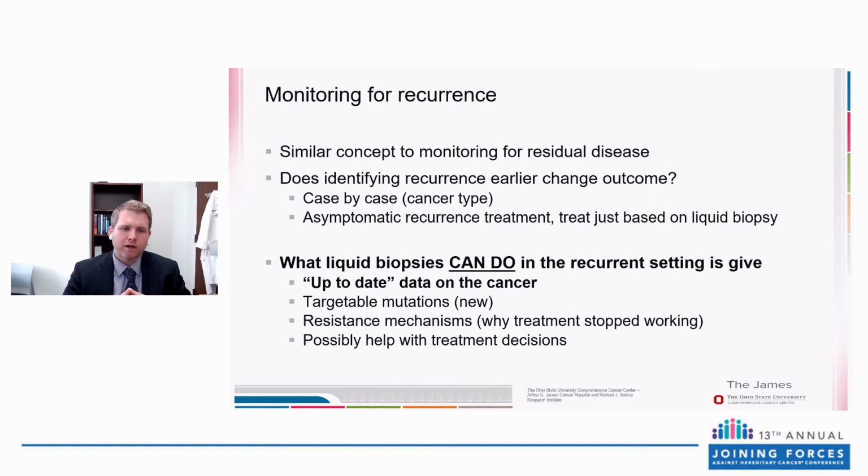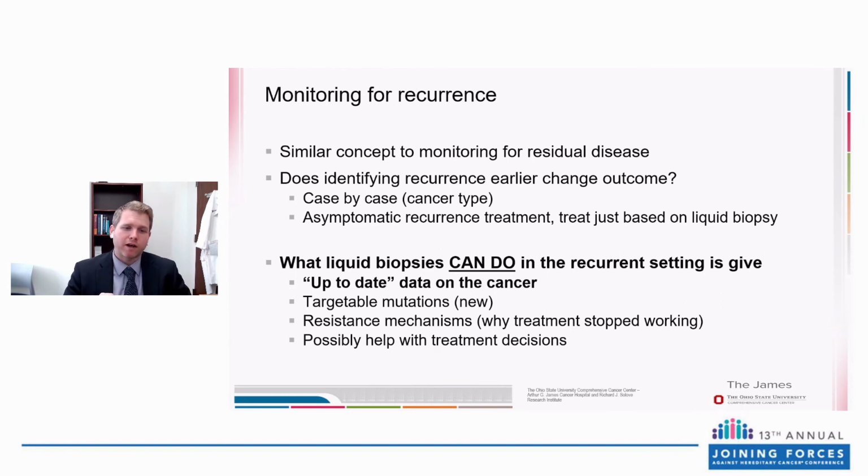But one of the main things in our practice is, what do we do with some of these asymptomatic recurrences? What type of treatments do we use? And if we had a liquid biopsy and that was the only thing pointing us to the cancer possibly recurring, is that strong enough information for us to impact their treatment decisions? These are areas that I think are continuing to be investigated, and hopefully we'll understand them at some point.